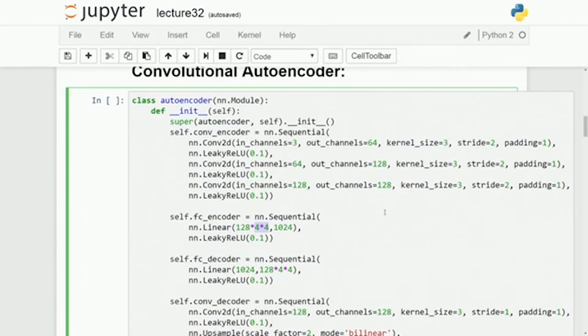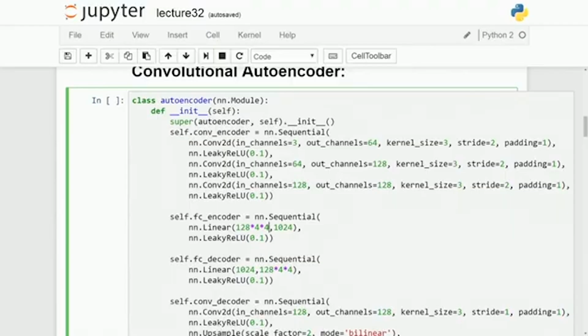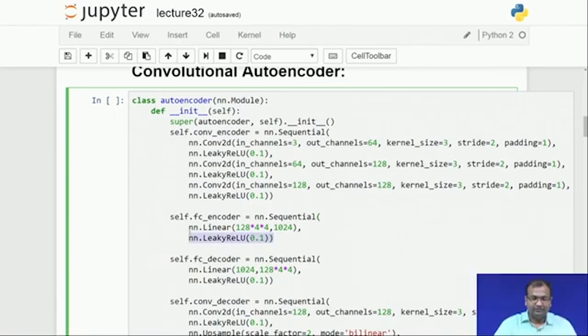So, the total number of neurons present within this whole volume is 128 into 4 into 4, and that is the total number of neurons which will get connected in a fully connected fashion to 1024 neurons, and following that you again have a transfer function which is a leaky ReLU. Now, this completes the encoder part of the autoencoder. So, the hidden layer which is shared between the encoder and the decoder units has just 1024 neurons present.